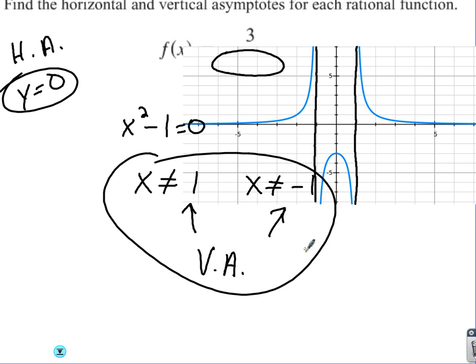Horizontal asymptote, y equals 0. There's y equals 0. And again, it sandwiches it. Do you see that? As you get bigger and bigger, your graph approaches 0. As you get smaller, your graph approaches 0. The y value is 0. So there's all your horizontal and vertical asymptotes.